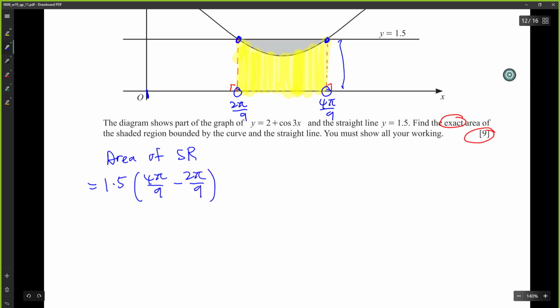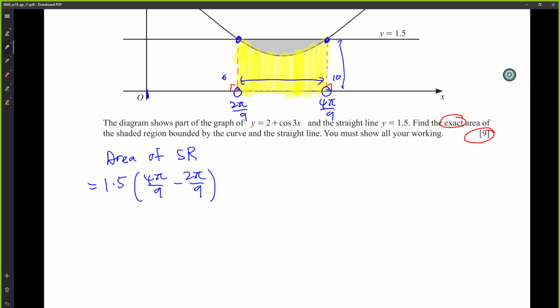over 9. Some students do not know whether to minus or plus. It actually makes sense, right? If let's say this is 10, this is 6, how am I going to get the length here? You use 10 minus 6, right? So therefore, this is the reason why I use 4 pi over 9 minus 2 pi over 9, just to get the length here. And then I multiply by 1.5.